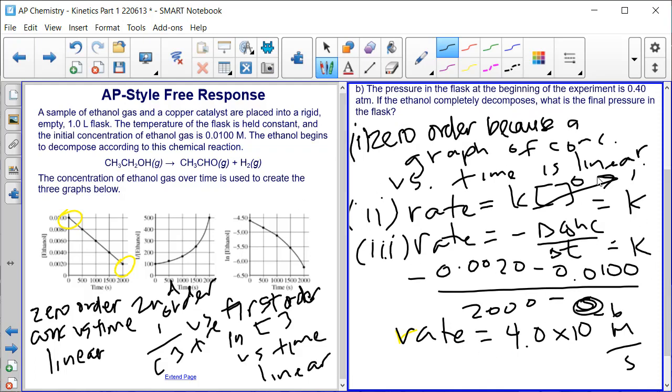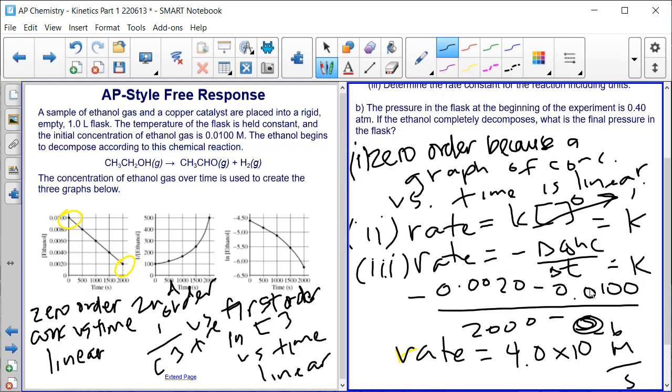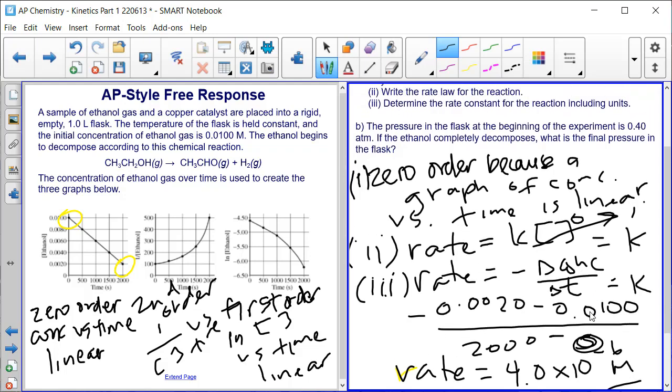This is a pretty comprehensive review of the integrated rate laws and rate law work. Now part B says the pressure in the flask at the beginning of the experiment is 0.4 atmospheres. If the ethanol completely decomposes, what is the final pressure in the flask?